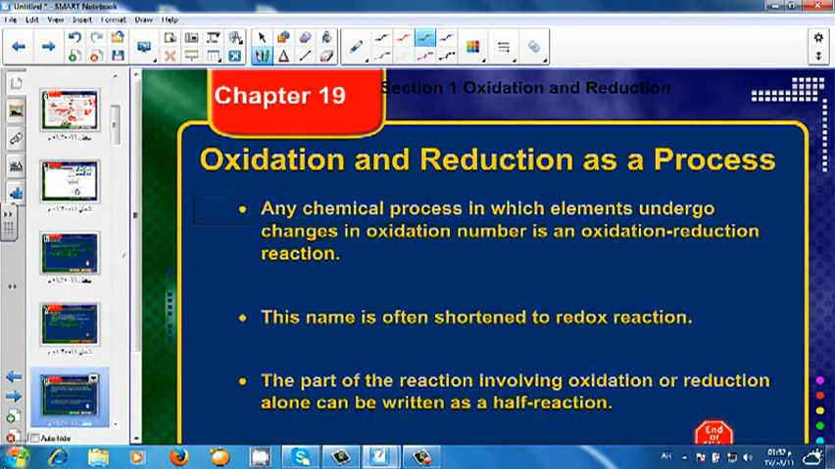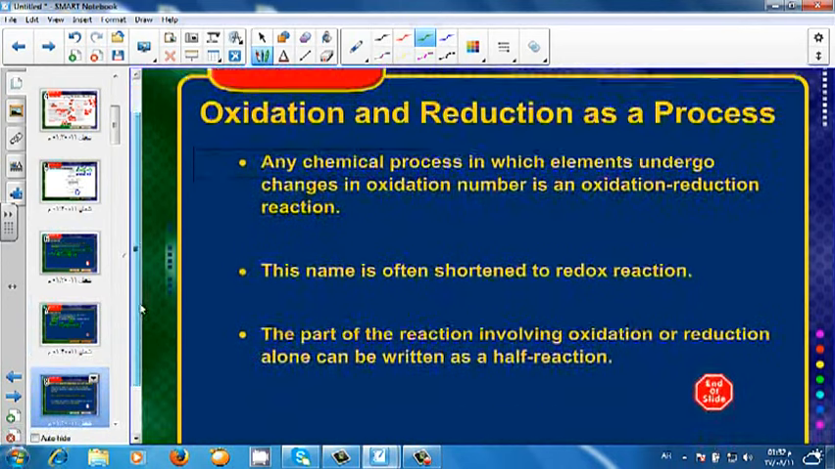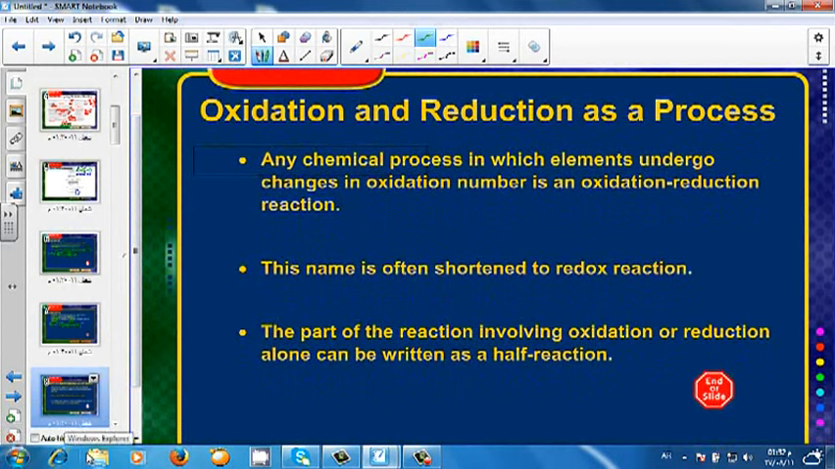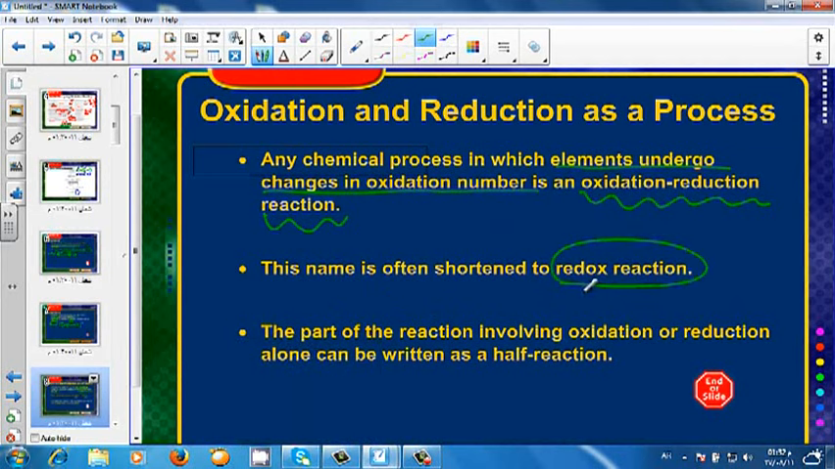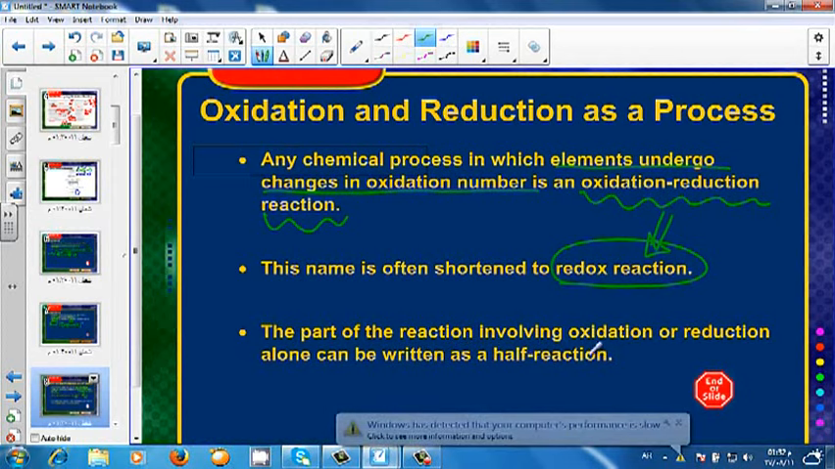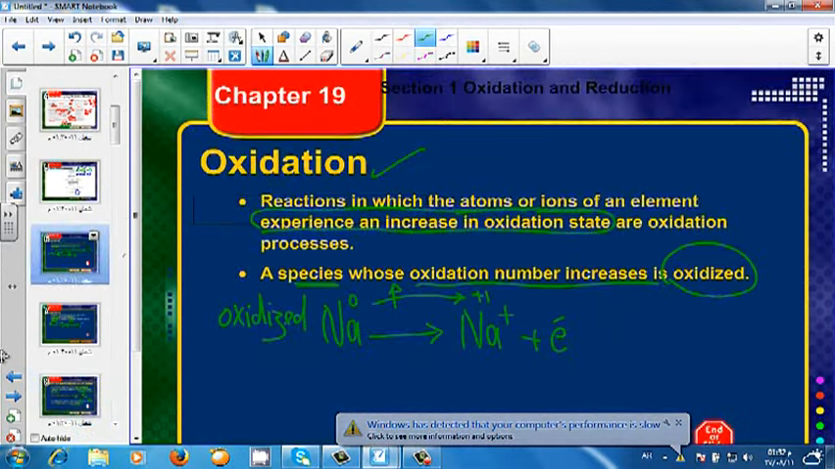Okay, now, what are oxidation reduction reactions? Oxidation reduction reactions are reactions that involve both oxidation and reduction processes. So any chemical process in which elements undergo changes in their oxidation numbers, we represent as an oxidation reduction reaction. So we can represent it by a redox reaction. Redox is an abbreviation for the oxidation reduction reaction. If I'm talking about the part of the redox reaction that involves oxidation only or reduction only, I'm representing a half reaction.